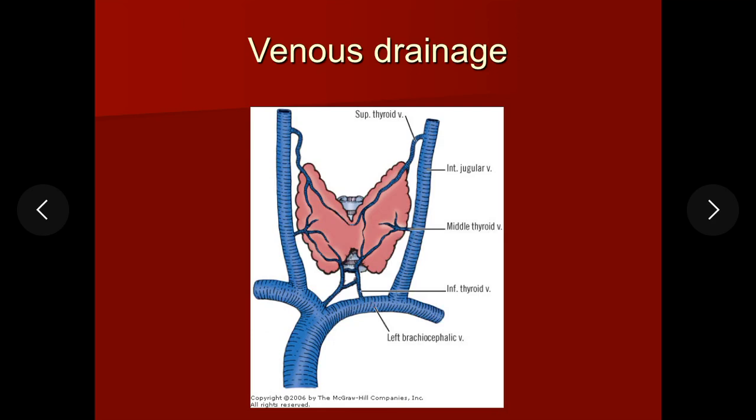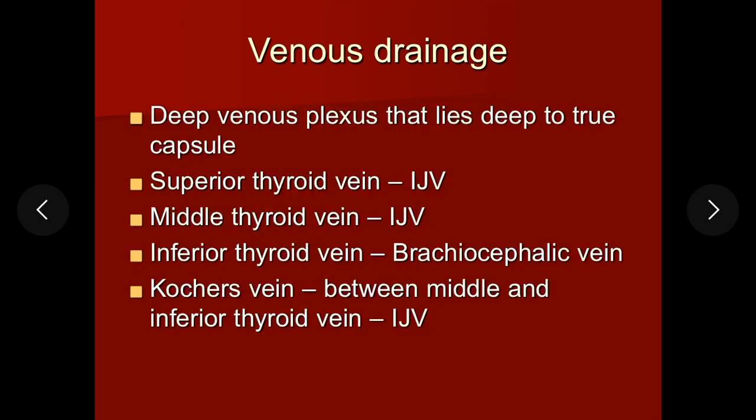Fine? And one more thing you should remember is, in addition to these three sets, you find one more vein termed the Kocher vein. The Kocher vein will be present midway between the middle and inferior, and that will drain into the internal jugular vein. So just read that description.